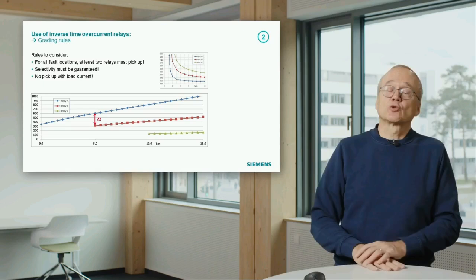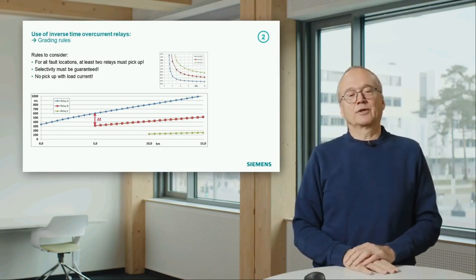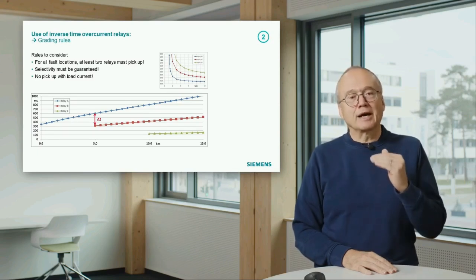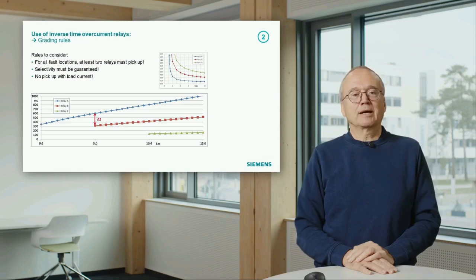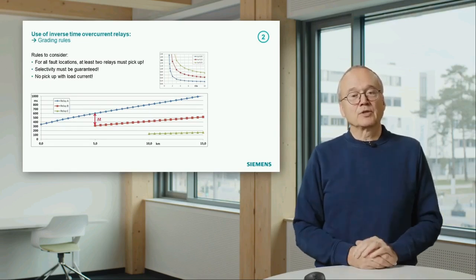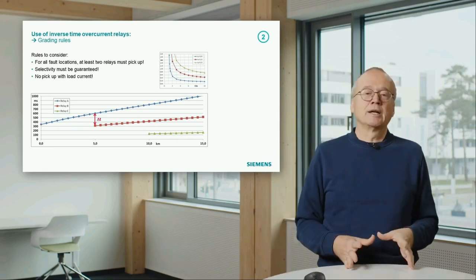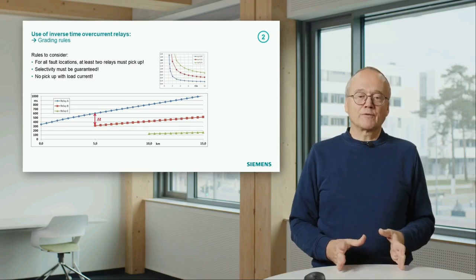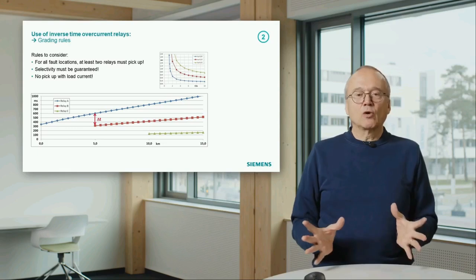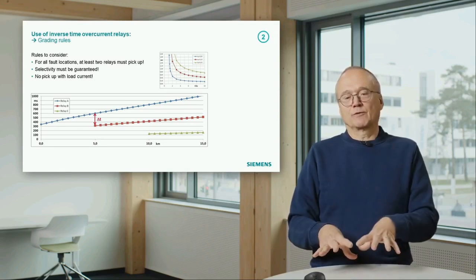And the last issue, which is also clear, we must not pick up with load current. That means the current setting values of the relays must be high enough that we don't pick up with load current, even not in critical situations. Remember, I discussed that example in one of the first videos where you had somehow a blackout of a part of a city which has been without energy for some hours.